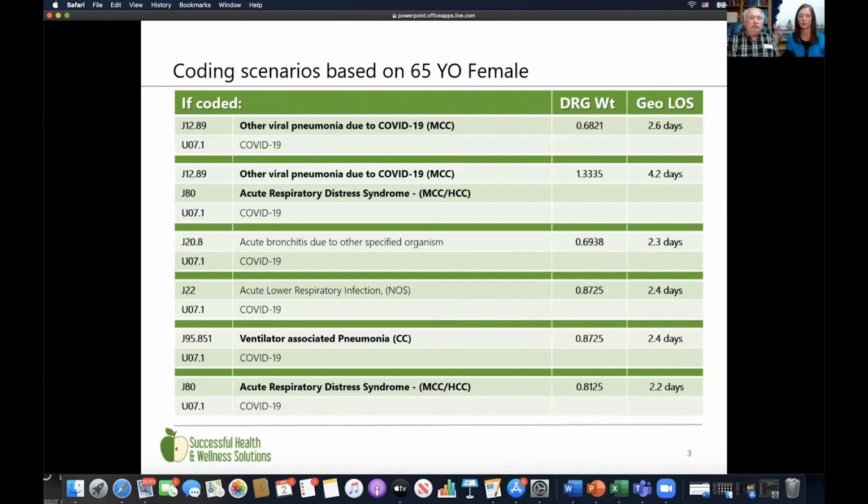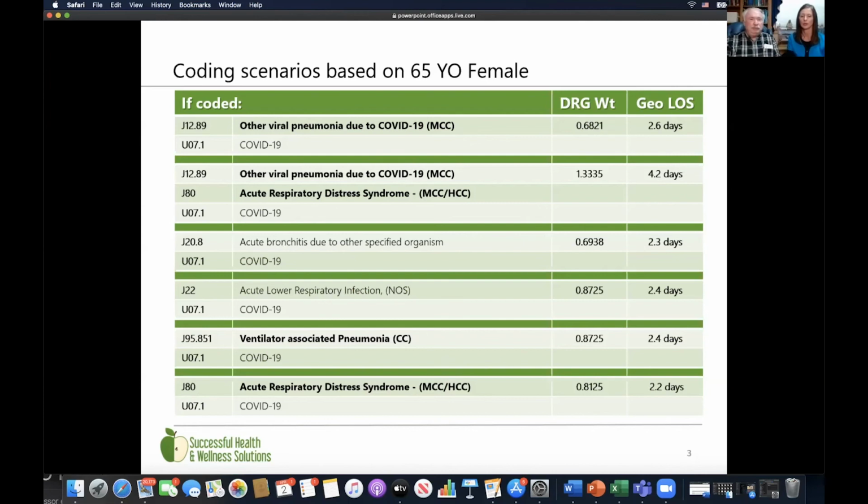The new code that became effective as of yesterday is U07.1, which is the COVID-19 ICD-10 code that should be used. In this slide, you can see where I've used some different conditions that have mostly been associated with the COVID-19 virus. So the J12.89, which is other viral pneumonia due to COVID-19, when you run that through the pricer or the grouper, you'll find that you get a DRG weight of 0.6821 and a geometric length of stay of 2.6 days.